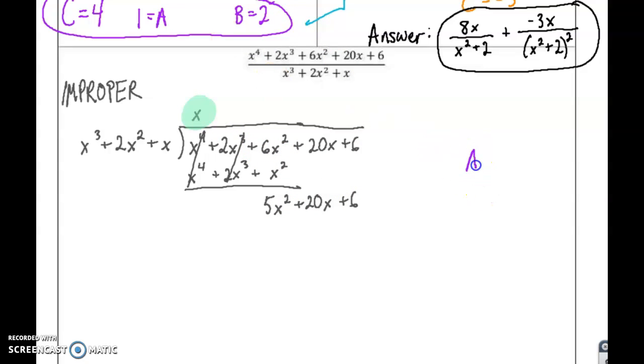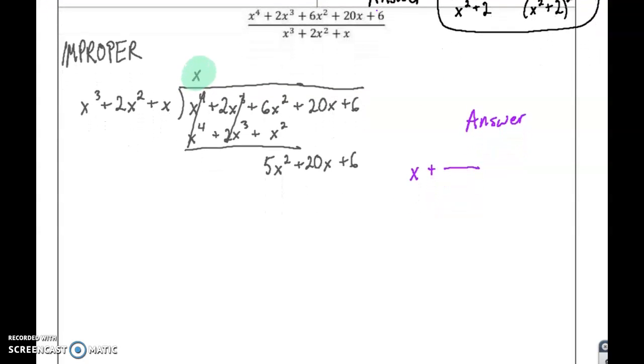I already know my answer is going to start off with x plus, and then I need to start separating things. And the better you are at factoring, the quicker you can start doing things. So what I need to do is figure out how to break up 5x squared plus 20x plus 6. And again, if you can factor that really quickly, so x, and then I believe it's x plus 1 squared.